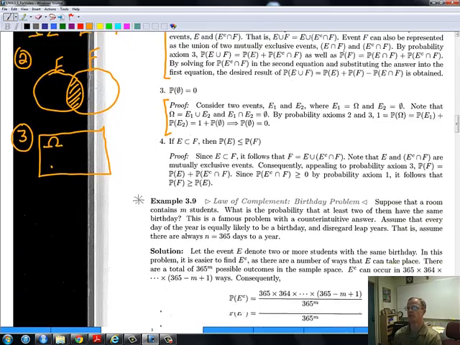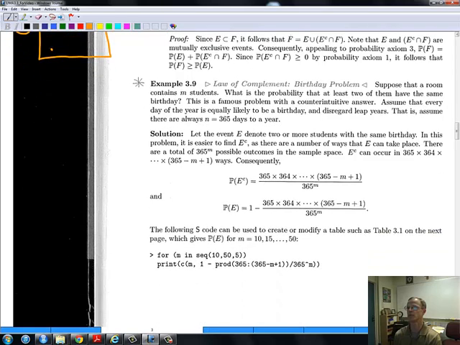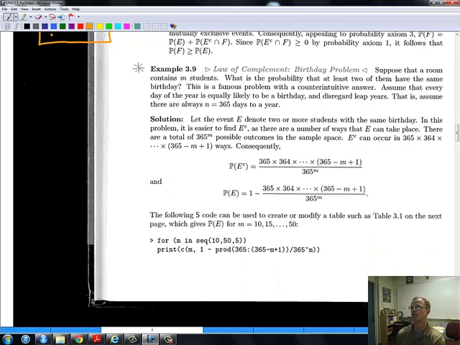Now let's do kind of a fun little problem here, just to practice some of these rules. The birthday problem, you may have heard this before. We've got a room with M students in our class. Remind me and we'll go ahead and do this in class. We may have 20 or something like this. What's the probability that at least 2 of the students have the same birthday?